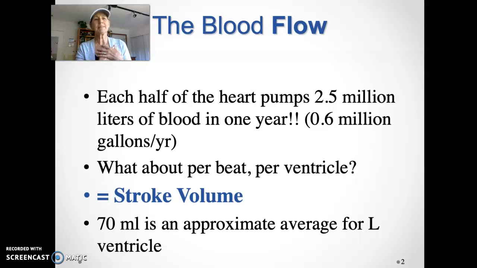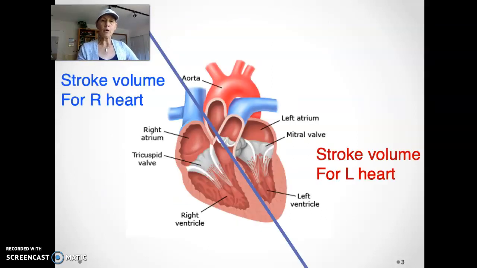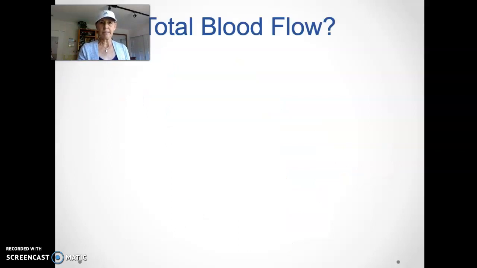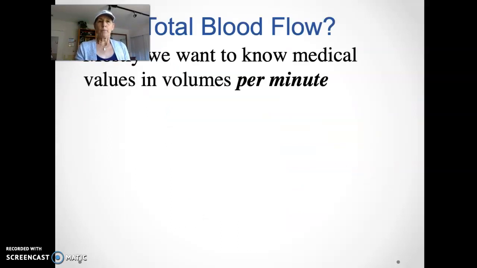So we're thinking more about the left ventricle because you're thinking of it sending blood to the rest of the body, correct? So here I've drawn a line through this, and you would have a stroke volume for the right side of the heart, a stroke volume for the left side of the heart as they pump simultaneously, and out comes this blood. So mostly we want to know medical values always in per minute, right?